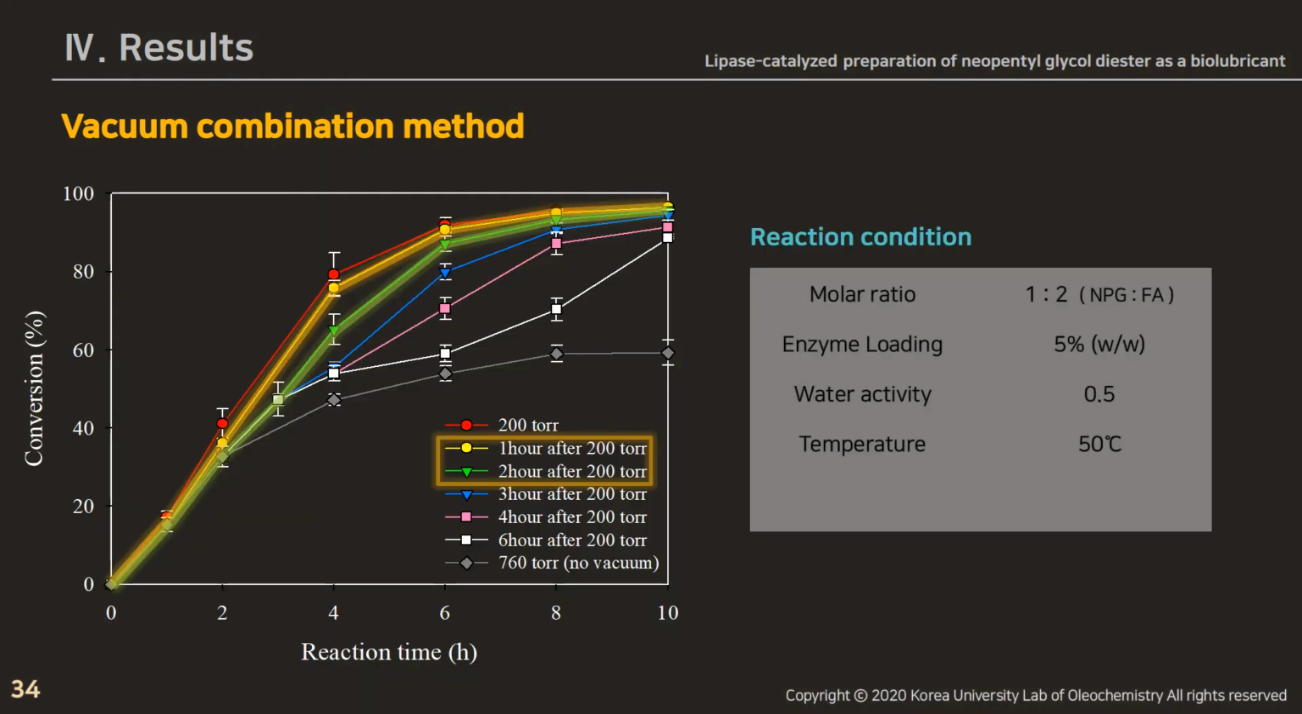From these trials, we demonstrated that there was no significant difference in the conversions obtained between constant vacuum and a combination of no vacuum for 1 or 2 hours followed by vacuum, over the entire reaction time of 10 hours. Therefore, as a novel strategy, the effects of the combination of vacuum and no vacuum on the synthesis of NPG diester were investigated.